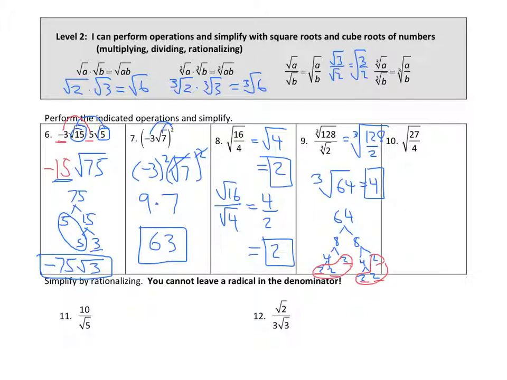And you can always plug a cube root into your calculator to check and see if it's a perfect cube. If it's not, we have to do it by hand. But 64 is a perfect cube. It's 4 to the third power.